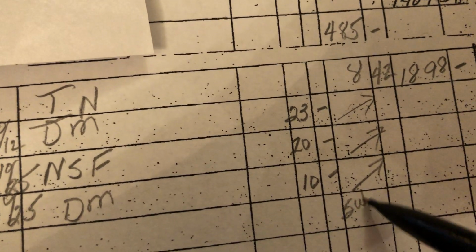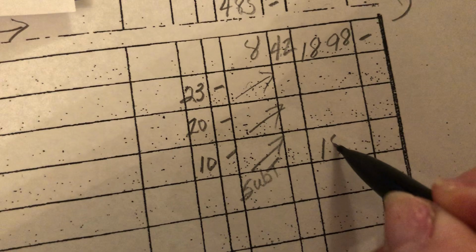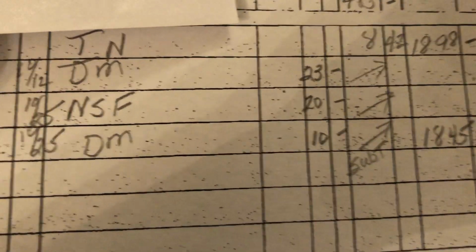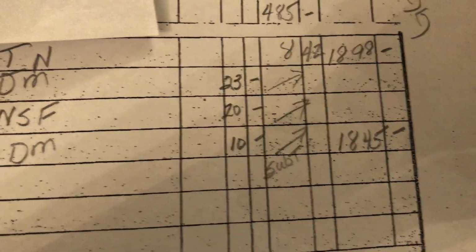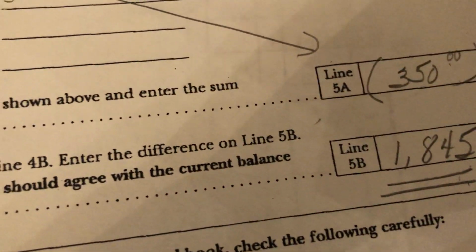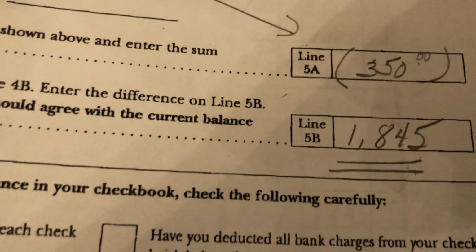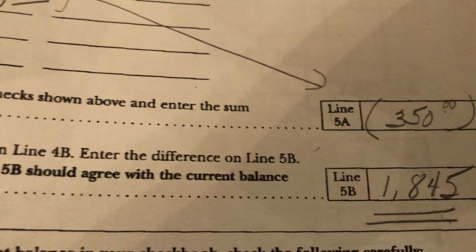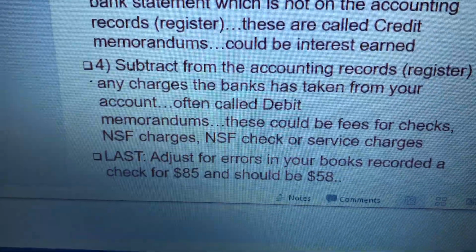So these are subtractions. And when you finish, you're going to come out with a balance of $1,845. And that just so happens to be the same balance that we got on our bank statement. Okay, so you balanced your bank statement. That's exactly how much money you have as of that particular date. Now, before we go any further, I want to address one last thing.